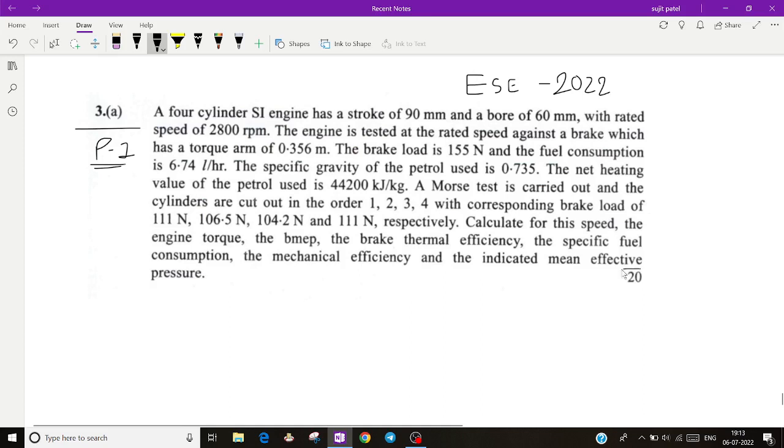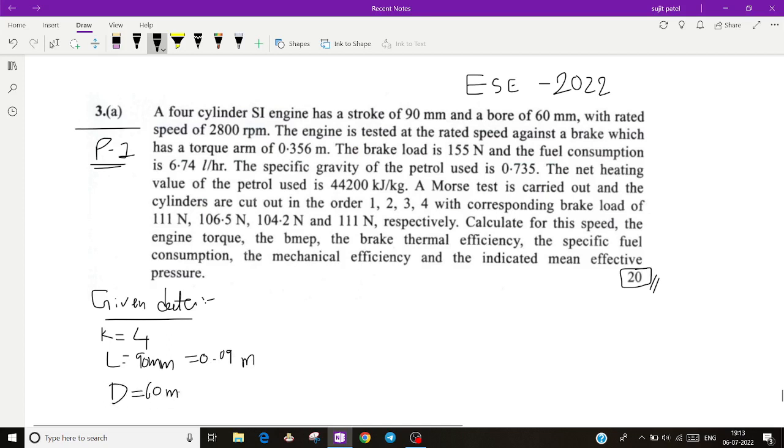This is a 20 marks question. It is a very easy question, but the calculations involved are quite long. So I'm directly writing the given data. There is a 4-cylinder, that is number of cylinders K is 4, a 4-stroke petrol engine. Stroke length is 90 mm, or 0.09 meter, and bore diameter 60 mm, that is 0.06 meter, and RPM is given as 2800.